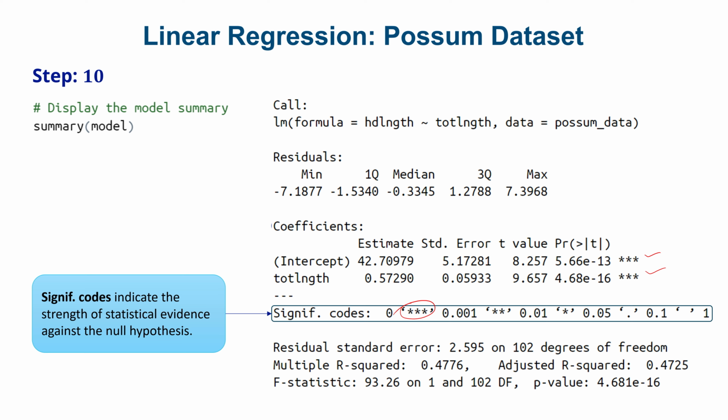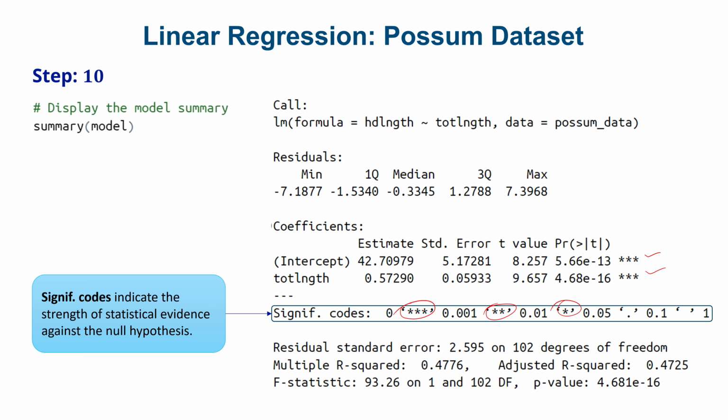2 asterisks indicate very significant results with a p-value less than 0.01, providing strong evidence that the predictor is associated with the outcome. 1 asterisk shows the predictor is statistically significant at the conventional 5% level, meaning p-value less than 0.05, which is widely accepted in applied research.